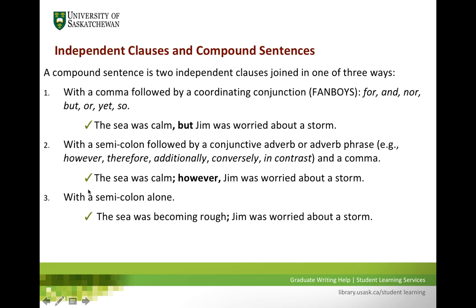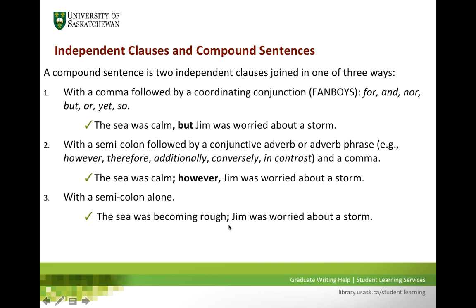So here's an example. Independent clause, the sea was calm. Here's your semicolon. Here's your conjunctive adverb. And there's your comma. Jim was worried about a storm, your second independent clause. So that's the second way of creating a compound sentence. Your third way is just with a semicolon alone. The sea was becoming rough, one independent clause. Jim was worried about a storm, the second joined with a semicolon.